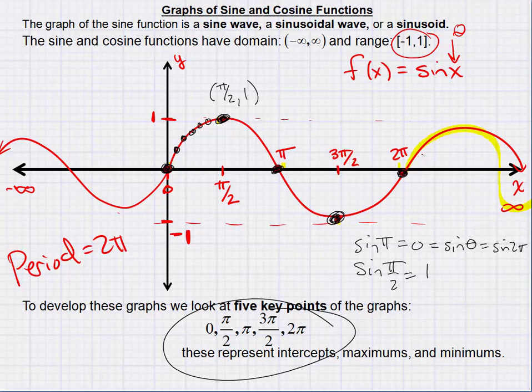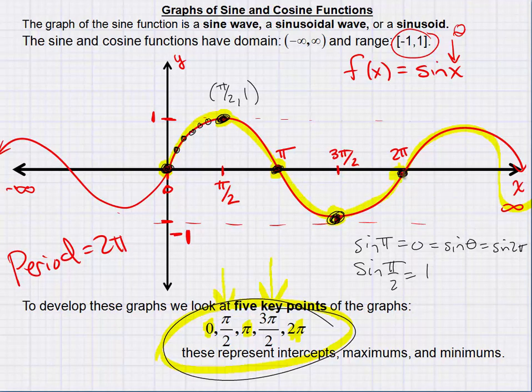However, if I know this point here, this point here, this point, this one, and this one, if I know where these 5 key points are based off of these x values, in this case, this x value and this x value are x-intercepts, this one's a max, and this one's a min. I can connect those dots, and I could fairly accurately draw one period of the sine function.